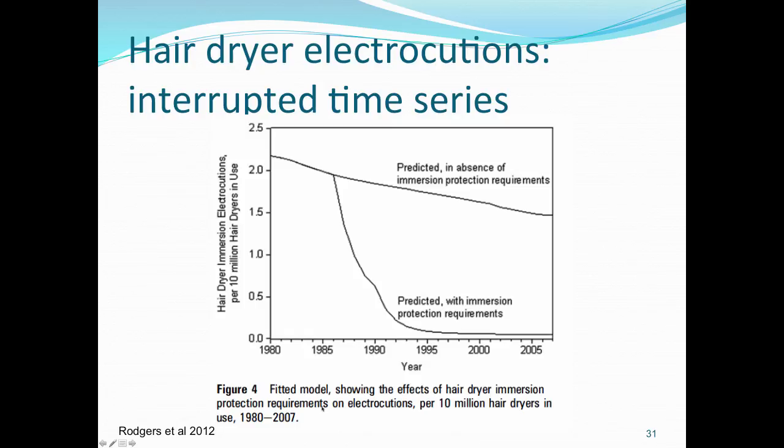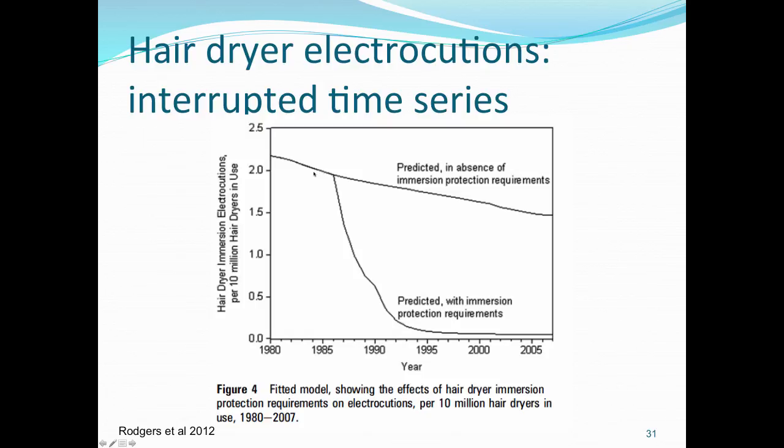This is data on hairdryer electrocutions from Rogers et al. And what it plots is deaths due to hair dryers that were dropped in the bathtub or other water between 1980 and 2007. And what you can see here is they have time series data. What you don't see is the little points here, but they're all joined in a line. They have multiple observations between 1980 and around 1987 or so. And what they're doing in this study is they're extending that line and saying, well, mathematically, if this kept going, this is what we would have seen. So you can see there was already a downward trend in these electrocutions.